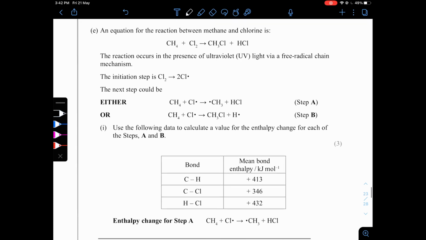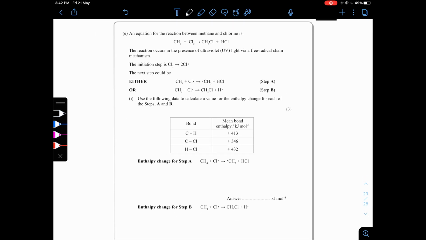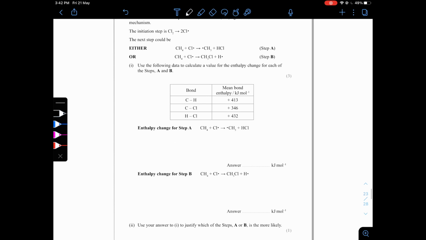Okay, let's go down. We have an equation for the reaction between methane and chlorine. They give us step A and step B. They tell us to find the enthalpy change for step A, and they're also asking for the enthalpy change in step B. So the way we do it again is bonds broken plus bonds made. Let's see what bonds are broken here.